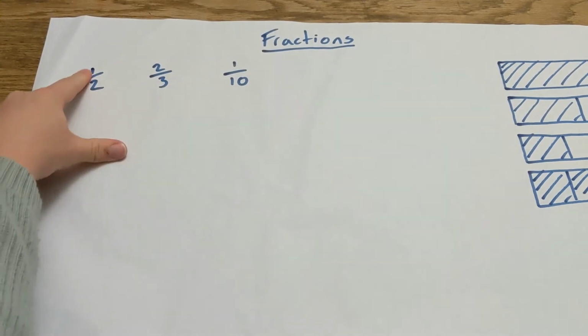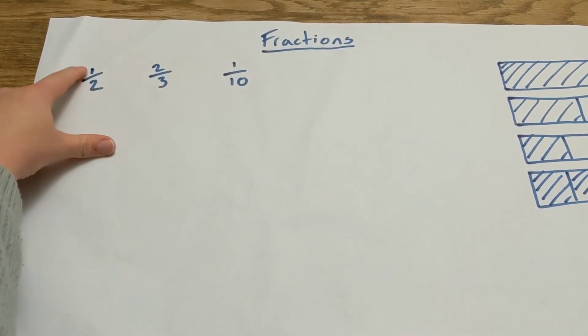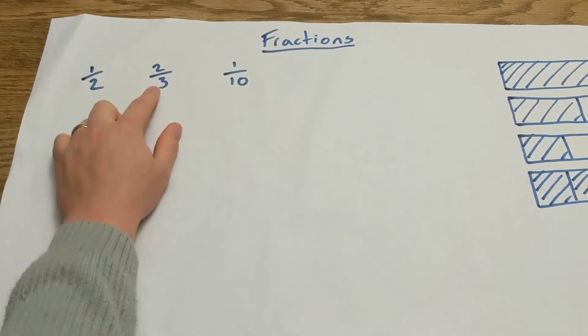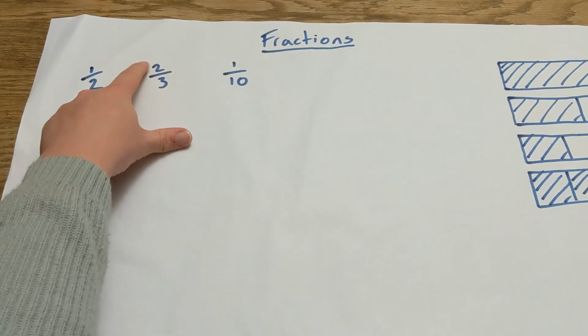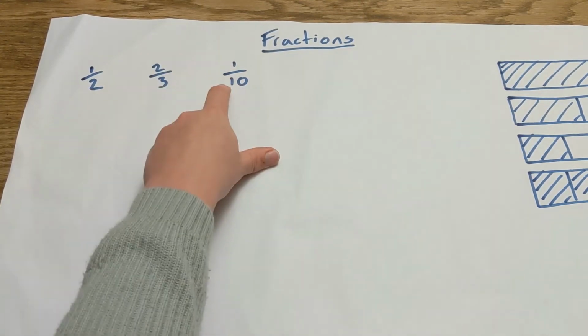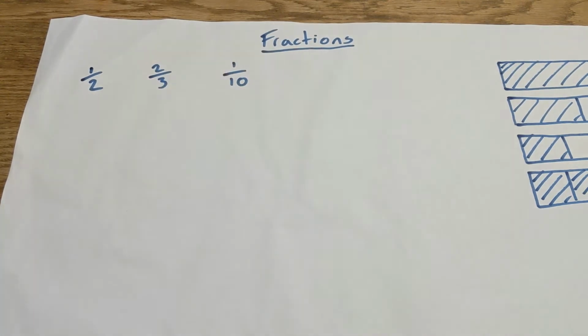Okay, so knowing that, that means we could imagine in a bit more detail what these would look like. So half of something means something's been split into 2 and I've got one piece of them. 2/3, something's been split into 3 and I've got 2 pieces of it. 1/10, something's been split into 10 and I've got 1 of them.